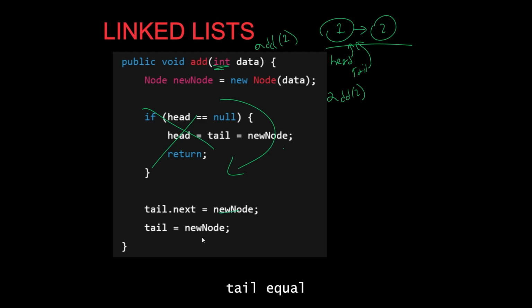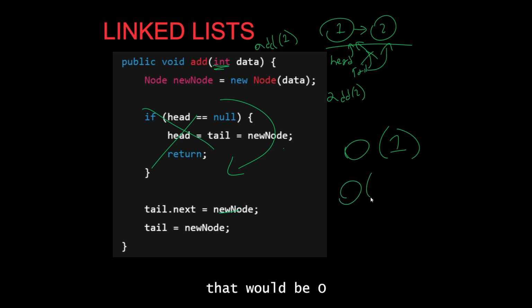And then we set tail equal to the new node. So this tail is no longer going to be pointing to 1, it's going to be pointing to 2. Head will still be 1 because that's the front of the list. And now you could keep going as you add more things. Also, this is really great because this is O of 1 time complexity, which is instant. If you wanted to add to an array and had to resize every single time, that would be O of n.